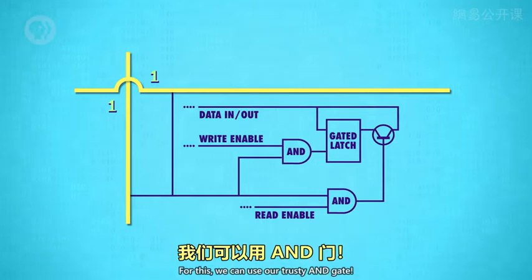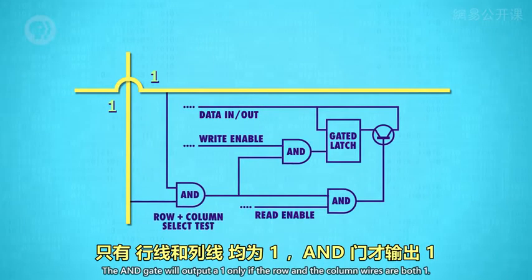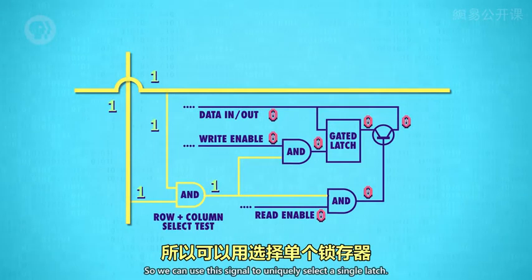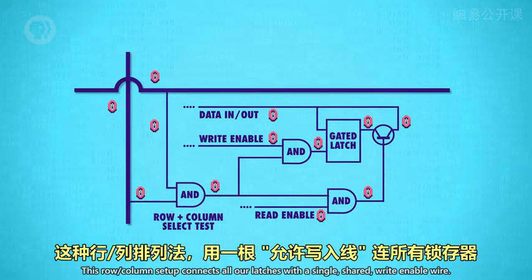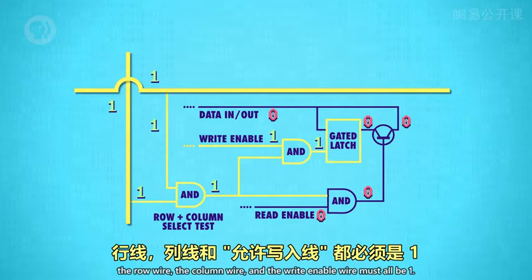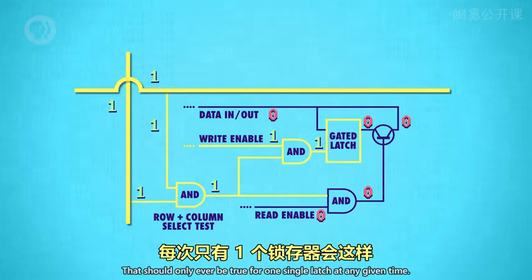For this, we can use our trusty AND gate. The AND gate will output a 1 only if the row and the column wires are both 1. So we can use this signal to uniquely select a single latch. This row and column setup connects all of our latches with a single shared write enable wire. In order for a latch to become write enabled, the row wire, the column wire, and the write enable wire must all be 1. That should only ever be true for one single latch at any given time.